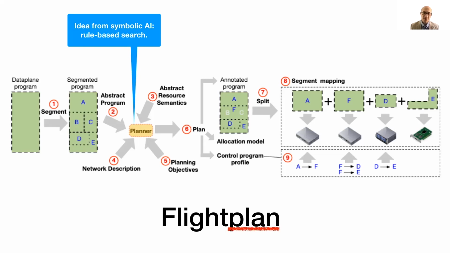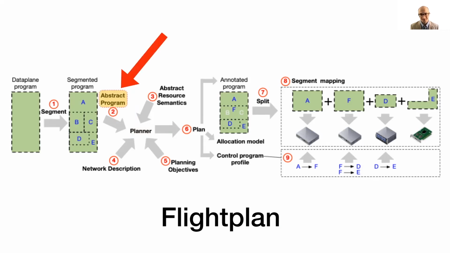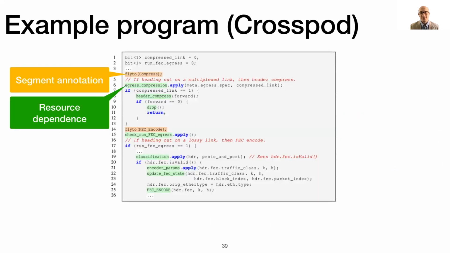The second idea I want to convey is the abstractions that we use for programs and for resources, starting with programs. Here you can see a P4 source code snippet for the Crosspod program. This is the same program that earlier we saw in its flowchart form. I have highlighted 2 kinds of phrases. In orange, I have highlighted the segment annotation we use. These are used to indicate seams where the program can be split. Segments provide the maximal granularity of splitting that the program can go through.